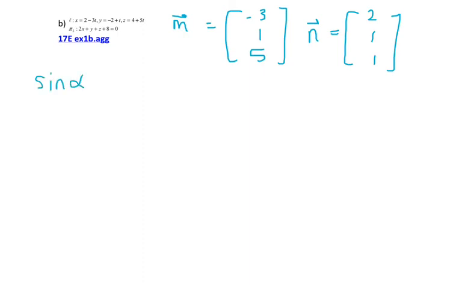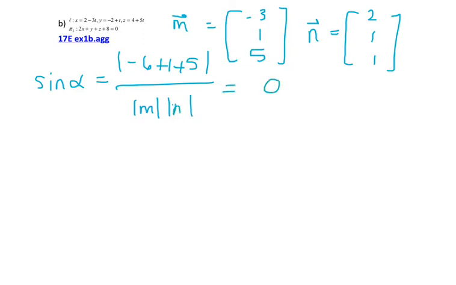So I'm just going to repeat, sine alpha is going to be the absolute value of m dot n, so -6 plus 1 plus 5. And already I can see that I've gotten to 0, so I'm not even going to calculate length m, length n. So I know that if I get 0 on top, that means that these two must have been perpendicular to each other, which makes me realize that what I've been saying in looking for these to be multiples of each other would mean that they're parallel, that the line would be perpendicular to the plane.